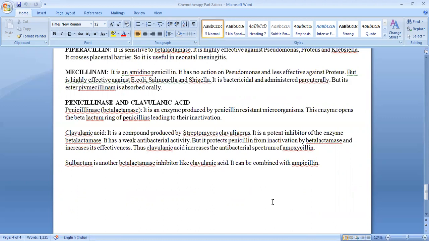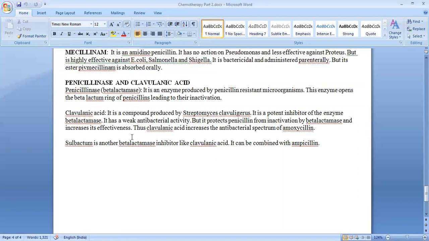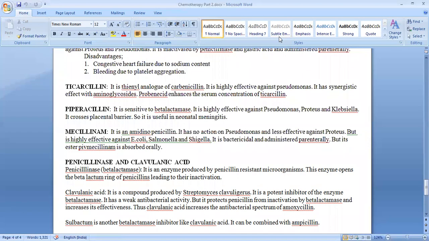Now, this clavulanic acid is a compound which is produced by an organism called Streptomyces clavuligerus. This clavulanic acid will inhibit the penicillinase enzyme, and because of that, it will avoid the inactivation of the main penicillin molecule. So that is why it is combined together and given. Sometimes another inhibitor of the enzyme called sulbactam can also be combined with ampicillin. So this is about the penicillins.